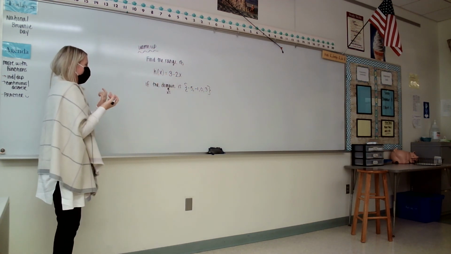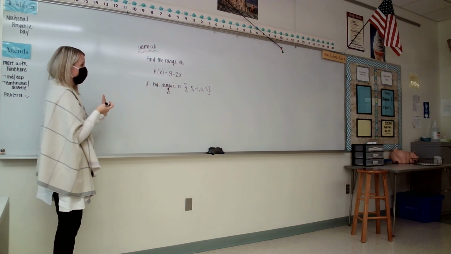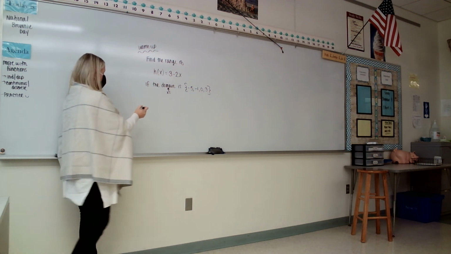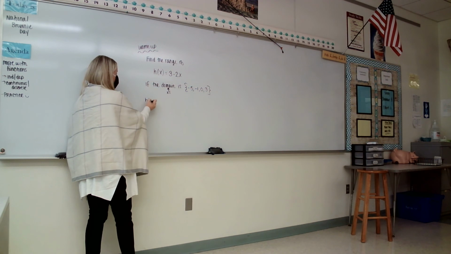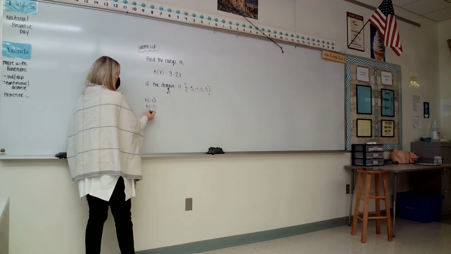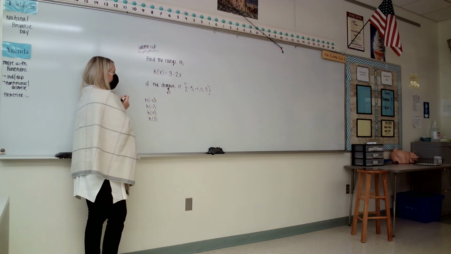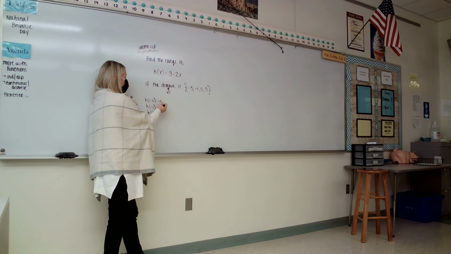So basically, all you have to do is plug 4 numbers in and then get 4 answers. So it's just kind of a fancy way. So we're going to do h of -5, h of -1, h of 0, and h of 3. So you plug each of them in individually, you find their answers.